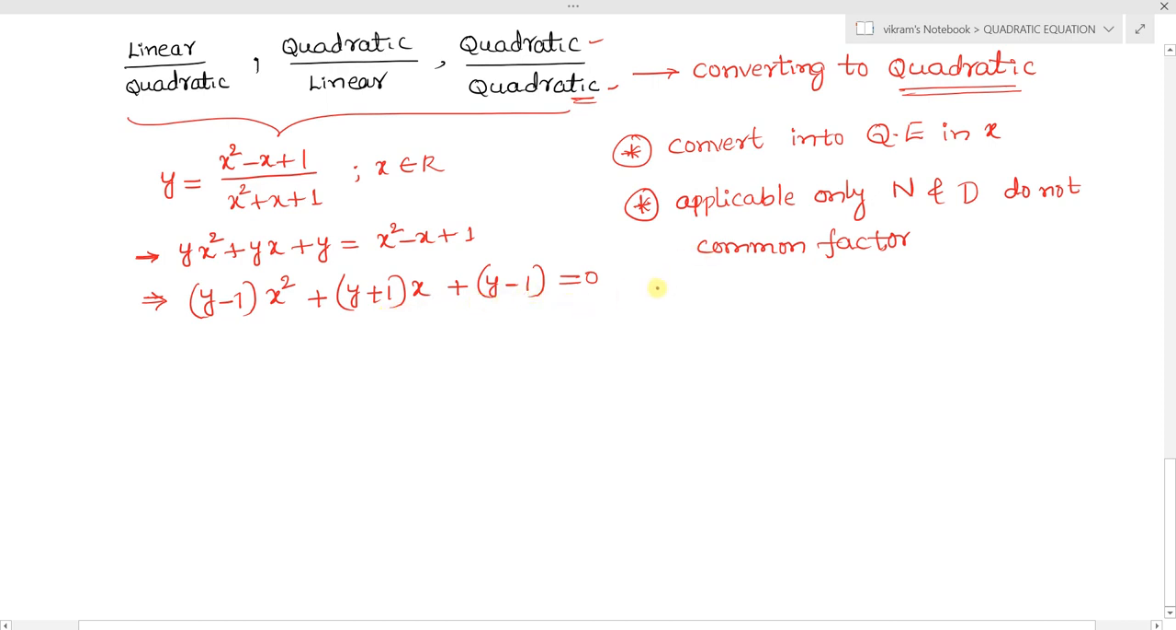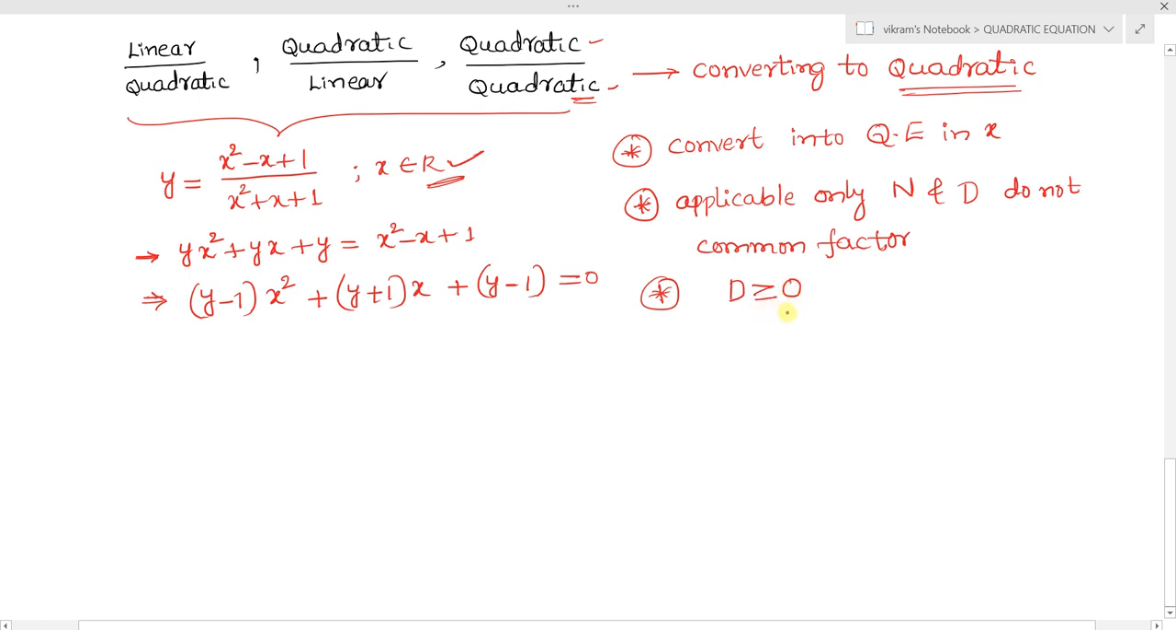Next, we have considered that in the given question x must be real. So x is real when x is nothing but the roots of this function. If the roots are real and distinct, or the roots are real and equal, then the discriminant of the quadratic equation must be greater than or equal to 0.